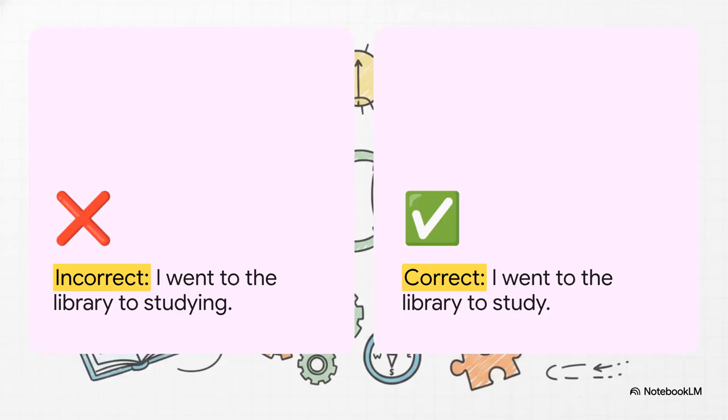Now here is an absolutely crucial point: avoiding the classic student mistake. Listen to this sentence. I went to the library to studying. Ouch. Exam graders will instantly mark that ing form wrong. Why? Because the connector to must strictly be followed by the base form of the verb. So the correct sentence is simply, I went to the library to study. Keep it clean, keep it simple.